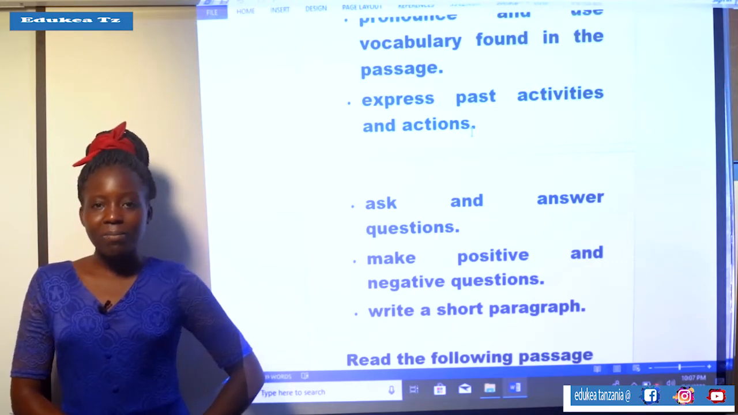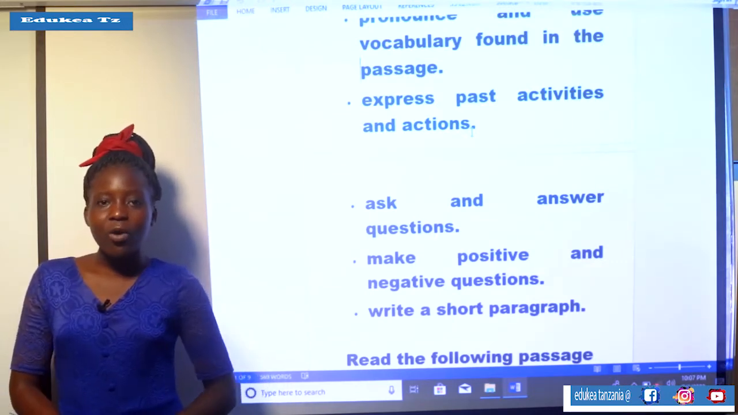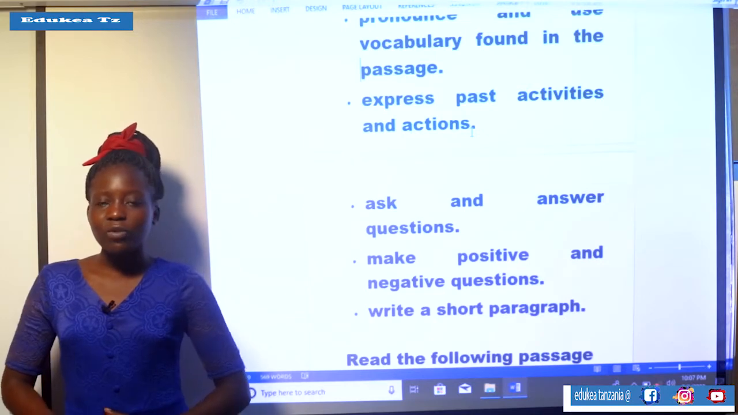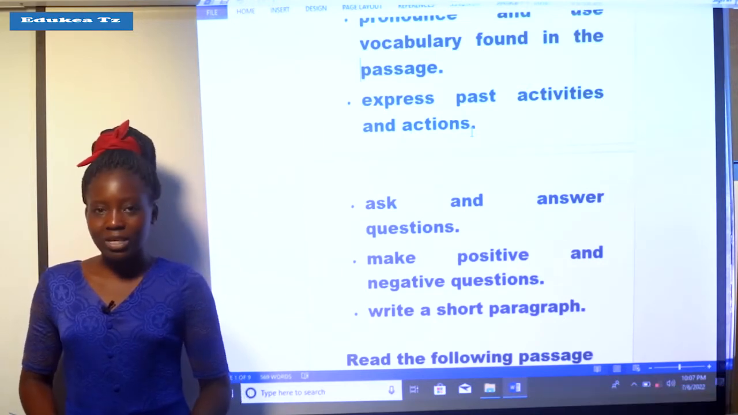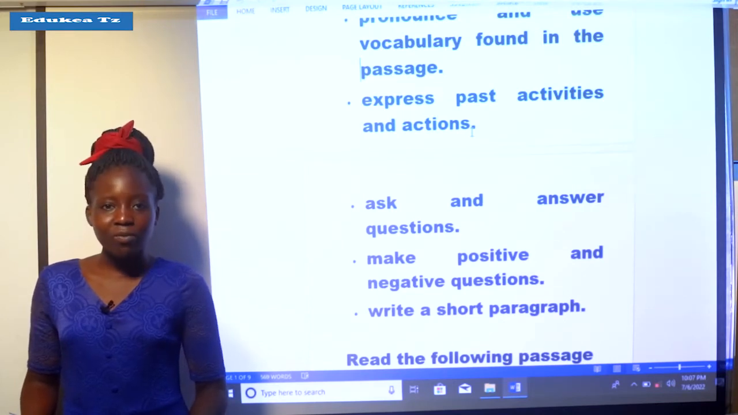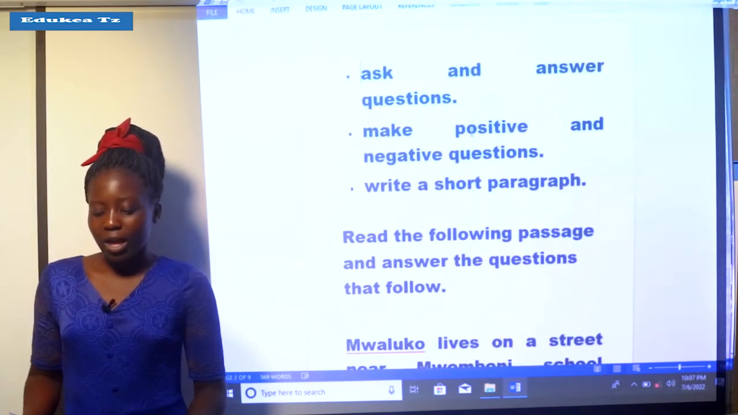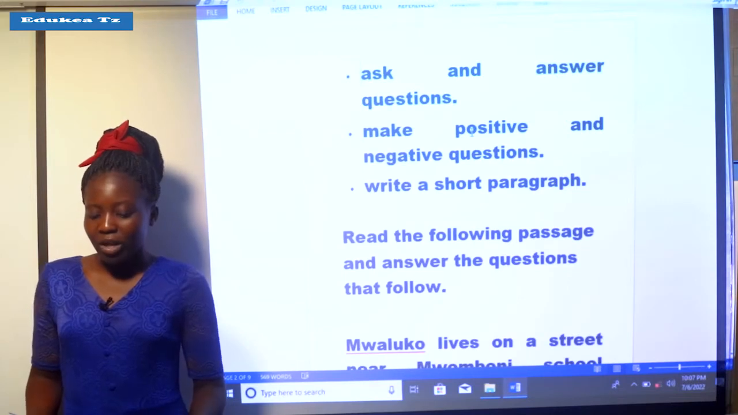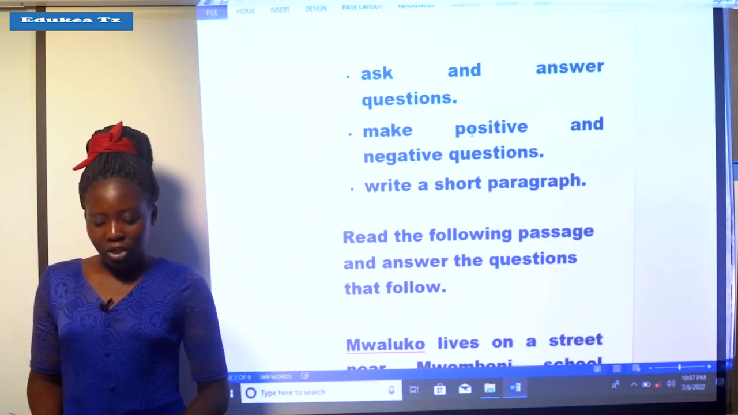We start reading the passage, and after reading this passage, we'll answer the questions which will follow under this passage. And this will help us to remember what we just read from the passage. We are being told, read the following passage and answer the questions that follow.